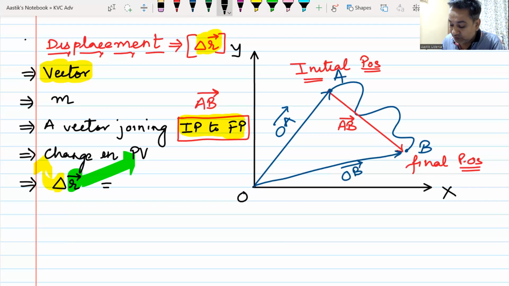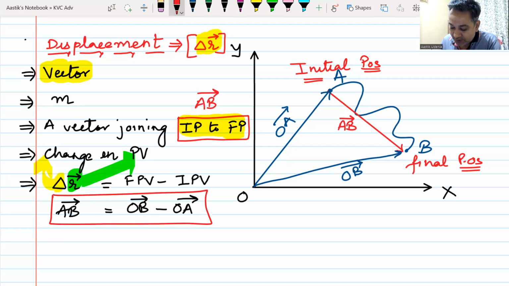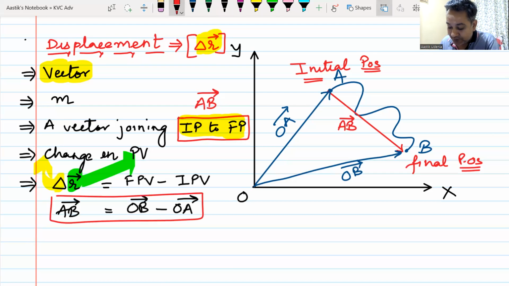So far so good. So this will be FPV minus IPV. What do you mean by FPV and IPV? Final position vector minus initial position vector. Final position vector, which is OB vector, minus initial position vector, which is OA vector, and this is nothing but your AB vector. That is the very nice, precise definition of your displacement vector.